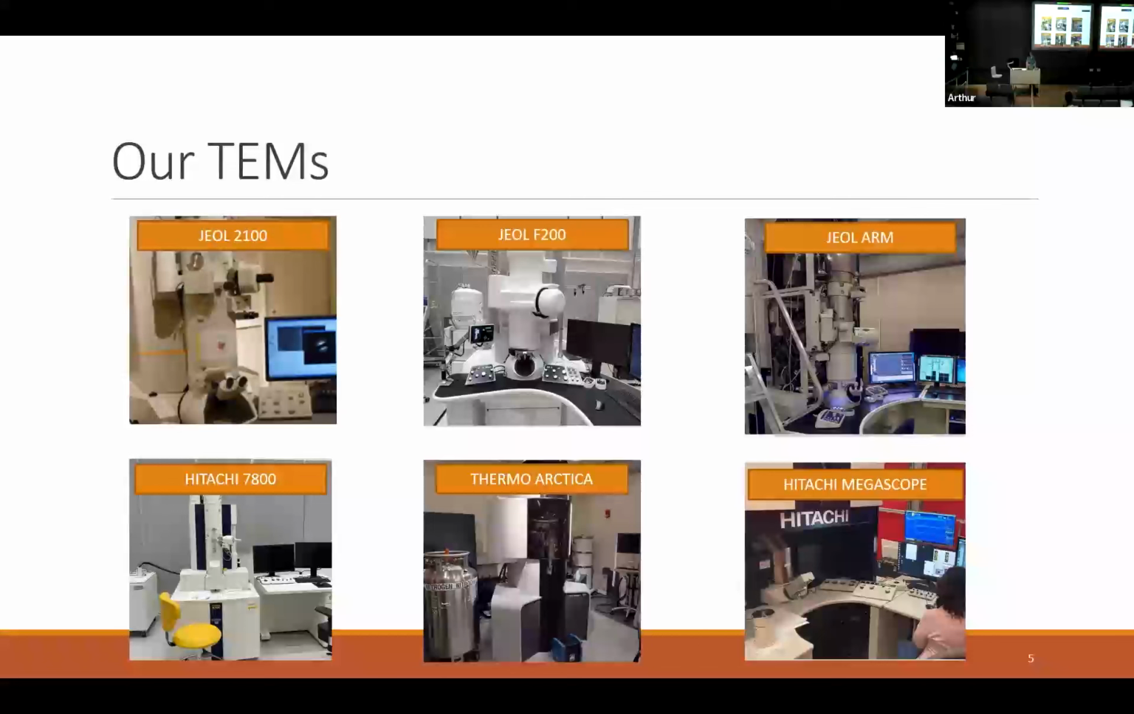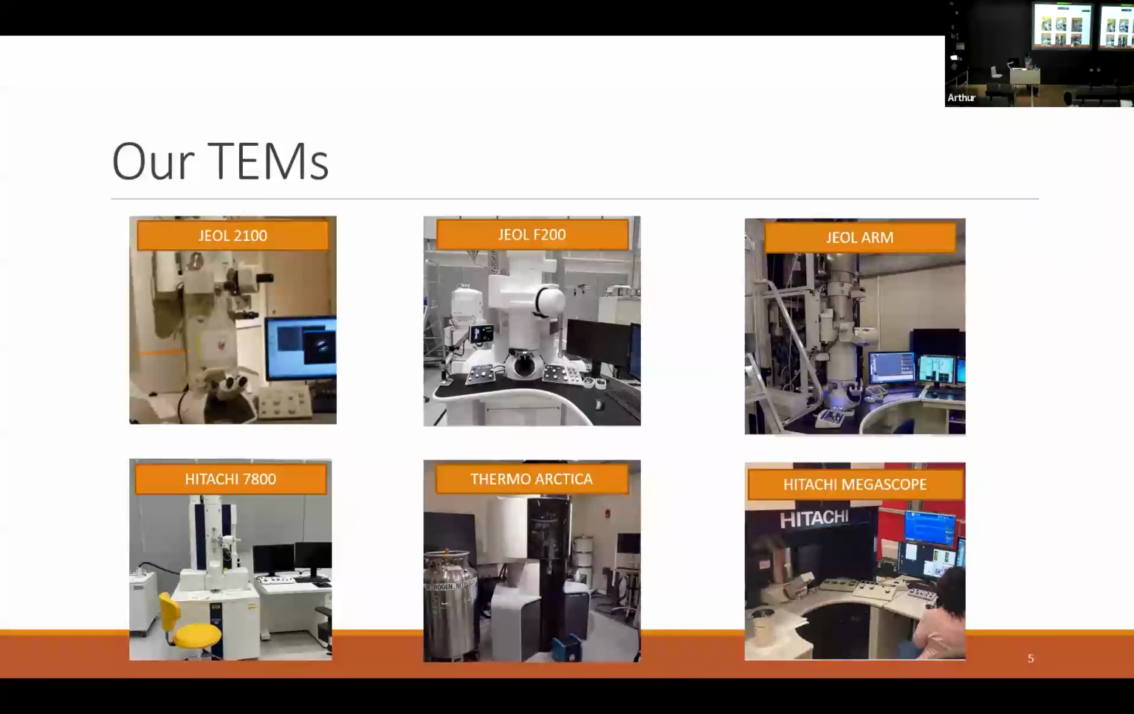So we have 6 TEMs at CNS. I just want to introduce those guys to you. We have the JEOL 2100 and the JEOL F200. The 2100 is over in Cambridge. The F200 is basically its newer replacement, which is in this building in the SEC. Those two are more materials science-based tools.